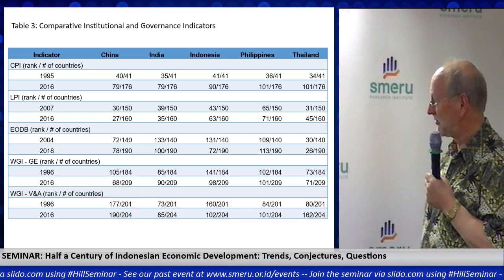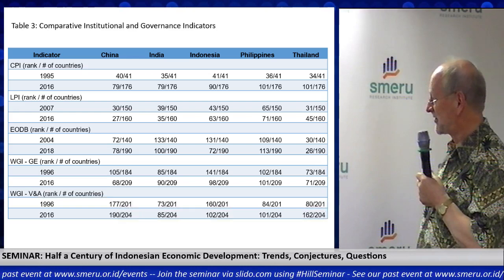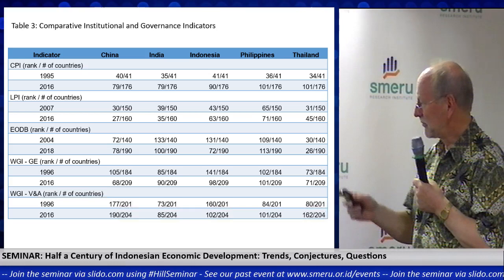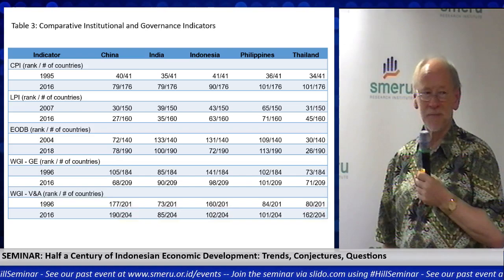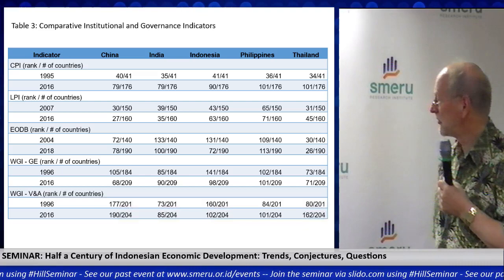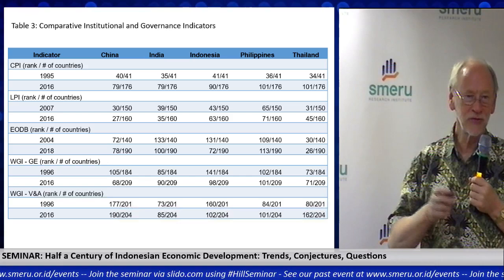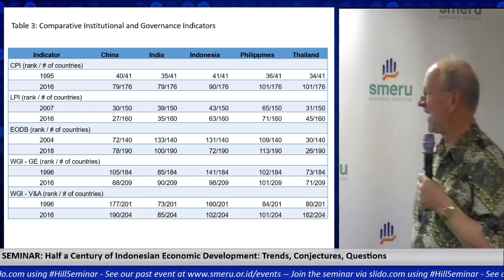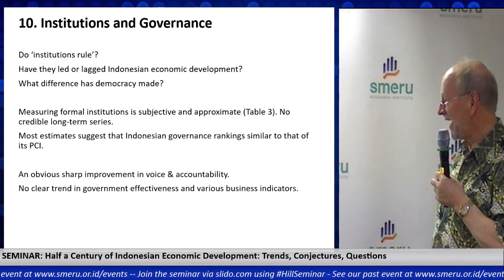The Transparency International Corruption Perception Index, the Logistics Indicator, the World Bank Series, the Ease of Doing Business, and the World Governance Indicators. The story it tells for Indonesia is more or less what you'd expect. That is, Indonesia's ranking on most of these indicators is about the same as its ranking on conventional economic indicators. So what does that tell you? Well, it tells you that institutions don't really lead development and they don't lag development. The two processes work hand in hand. So it's not clear that you can make a big story out of just looking at the aggregate indicators.